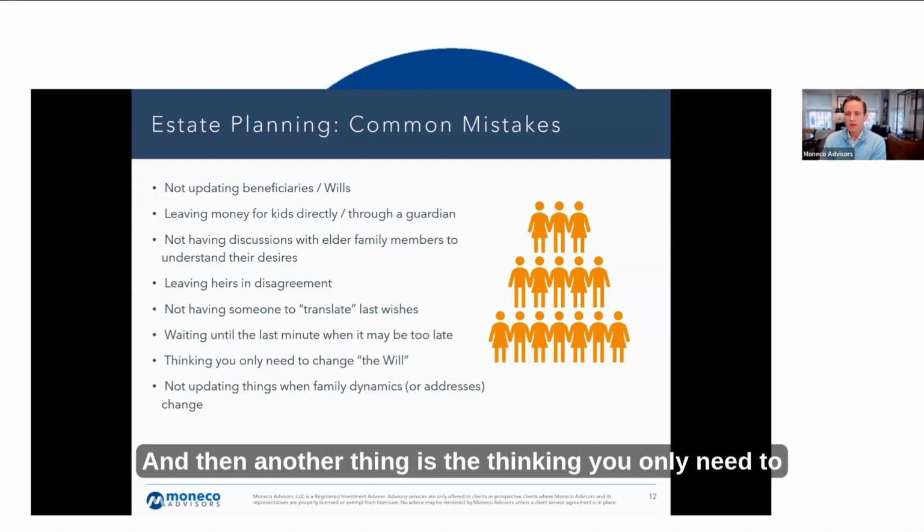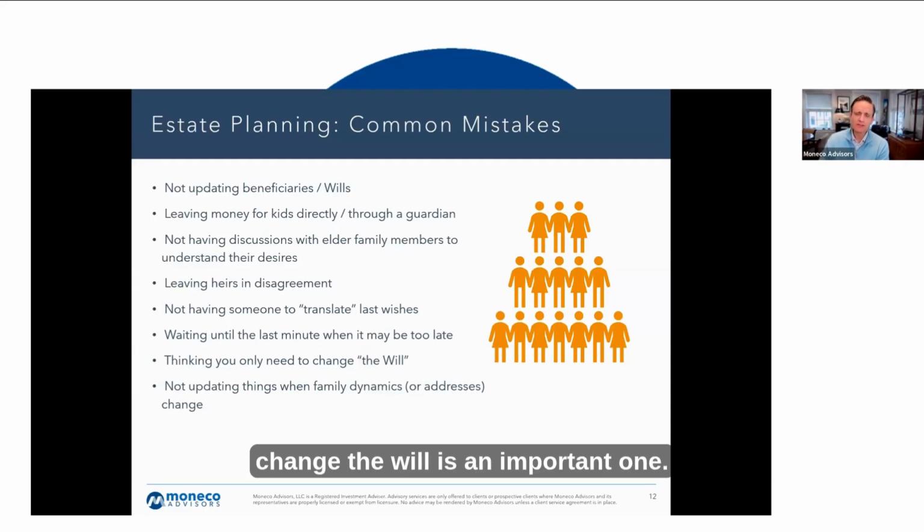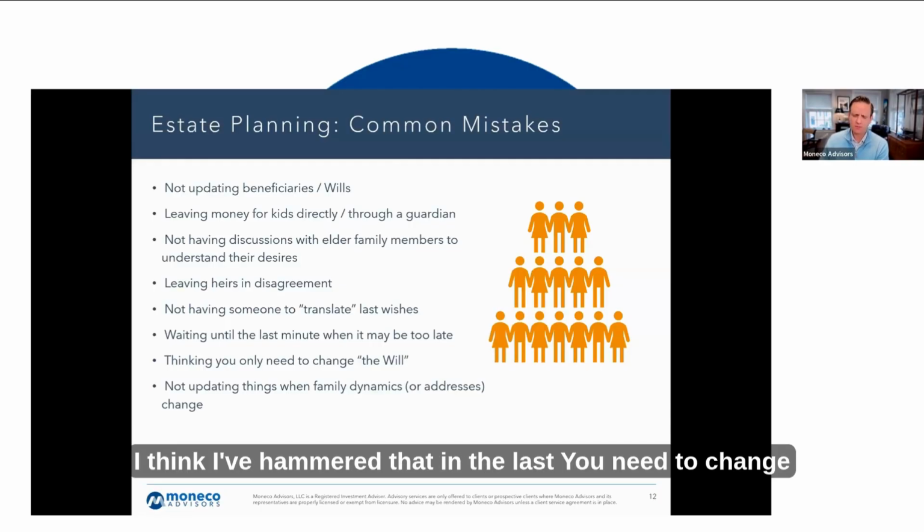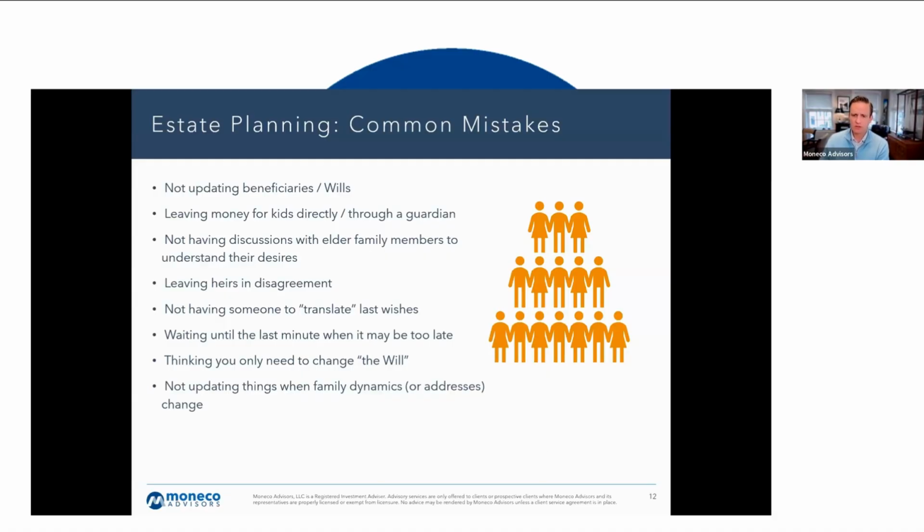Okay. And then another thing is thinking you only need to change the will is an important one. Beneficiaries, obviously, we've covered that. I think I've hammered that into the ground like a tomato stake. You need to change beneficiaries. Okay.